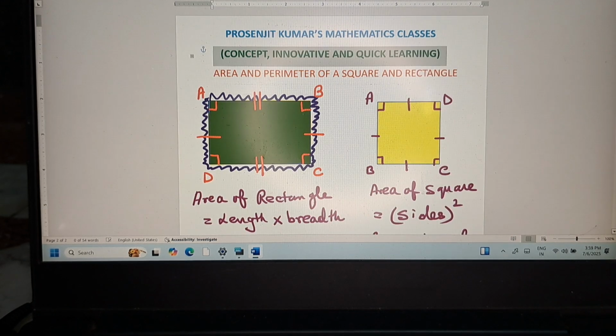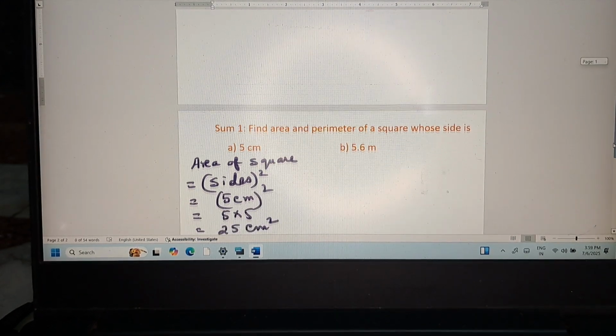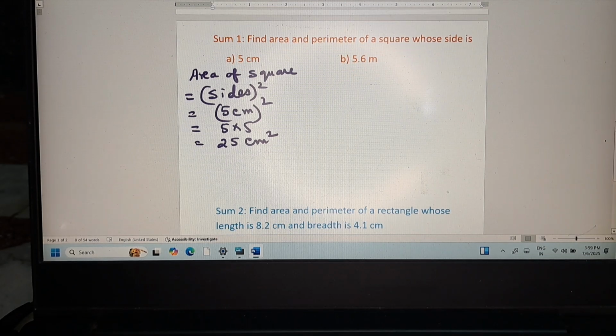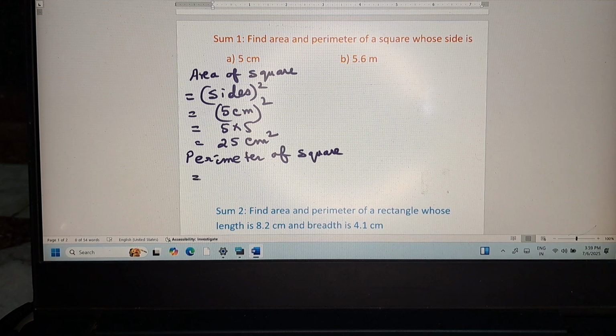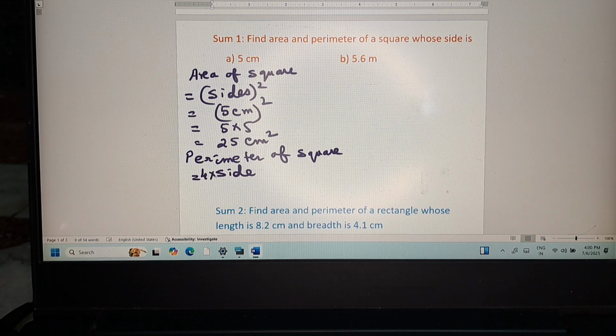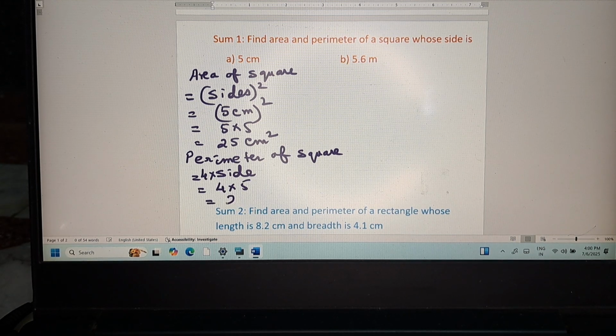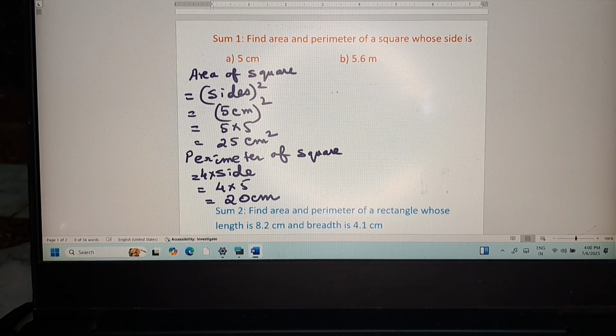When we find out the perimeter, we are not going to put square. Now let us find out the perimeter of a square. What is the formula for perimeter of a square? 4 into side. So 4 into 5, the answer will be 20 centimeter. We are not going to put the square.